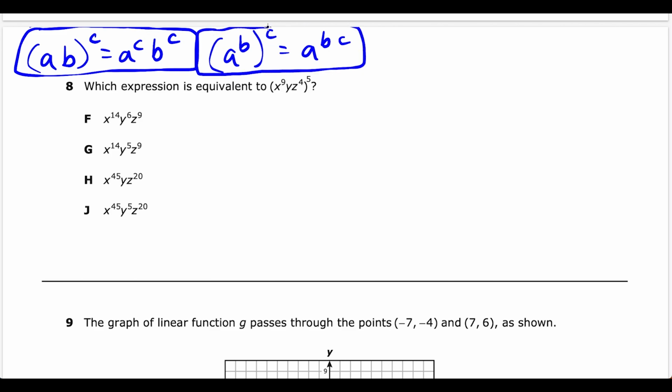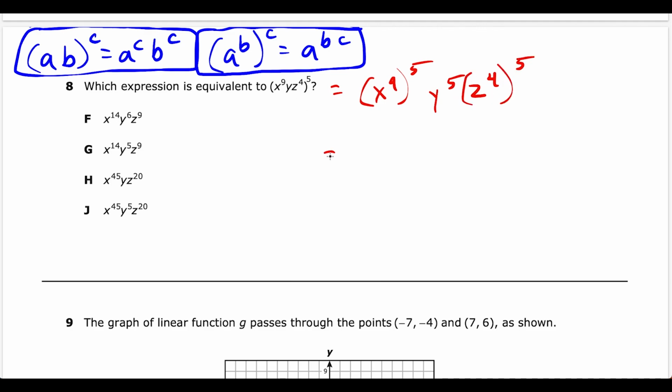So what I would do first here, and I'm just boxing this off, is I would expand this as x to the 9 raised to the 5th, and then we have y raised to the 5th, and then we have z to the 4th also raised to the 5th. So I'm just using that first rule.